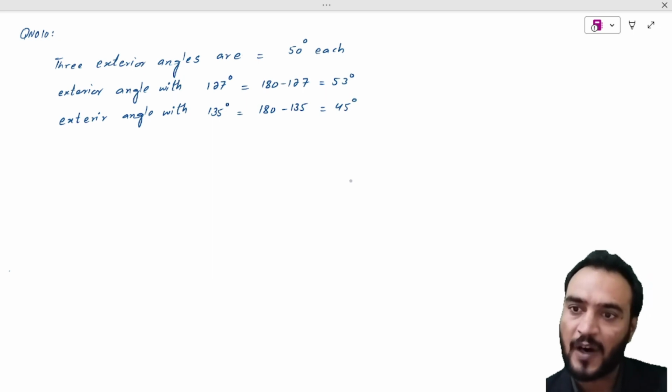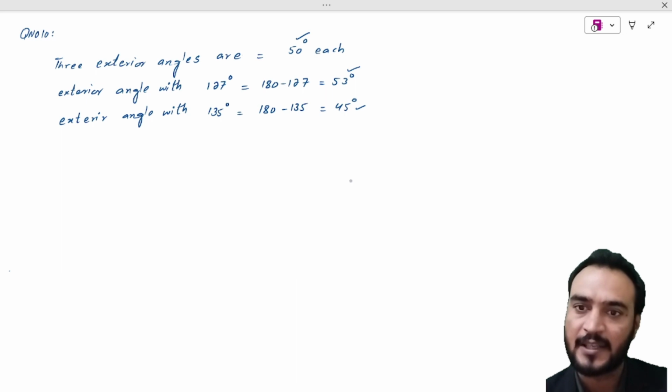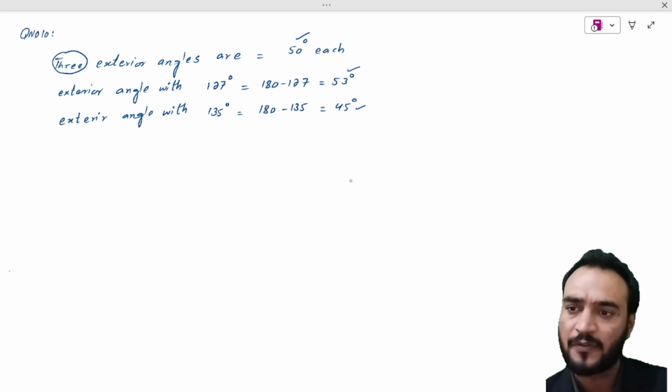So these are five exterior angles. Three of them are 50 degrees. One exterior angle is 53 degrees, and one exterior angle is 45 degrees.